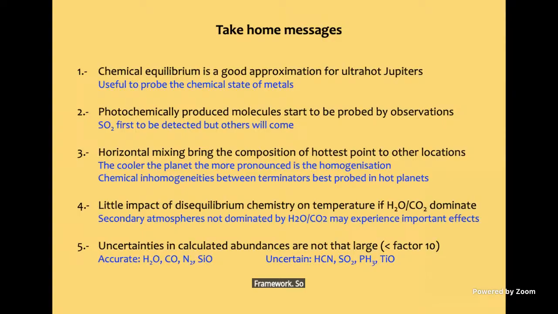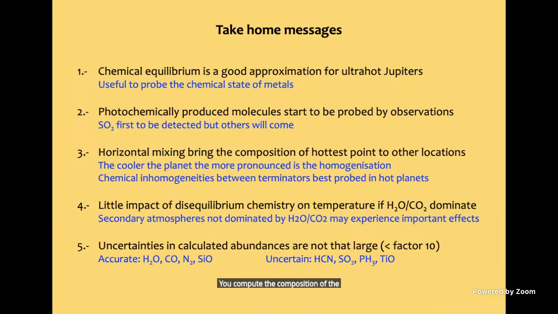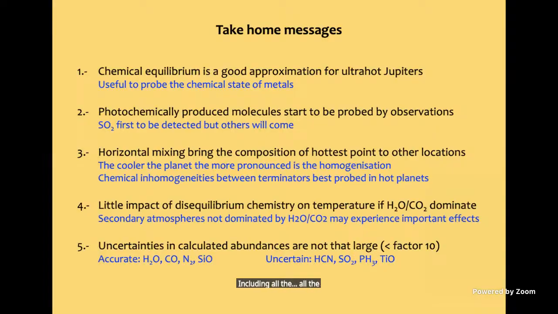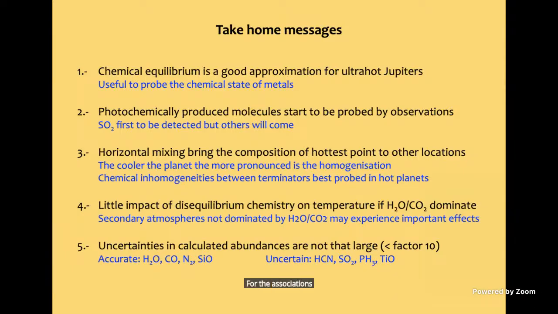If I understand correctly, chemical equilibrium in these models is the starting point, the time zero. You compute the composition of the atmosphere at chemical equilibrium, and then you let it evolve, including all the time-dependent effects, which are chemical reactions, photodissociations, and mixing processes, until you reach a steady state. Then you assume that the steady state is the one that best describes your atmosphere. I don't know if I answered your question.